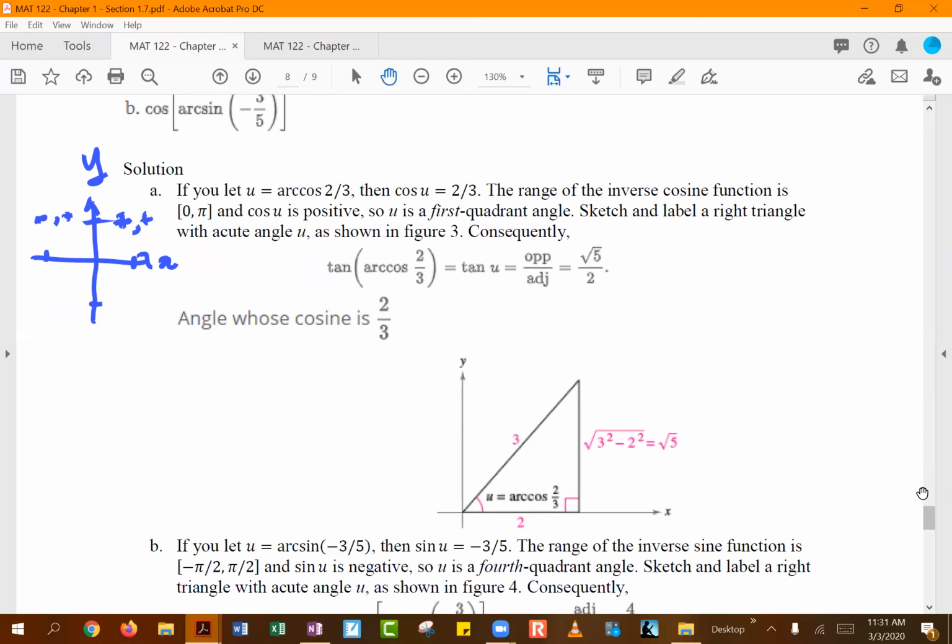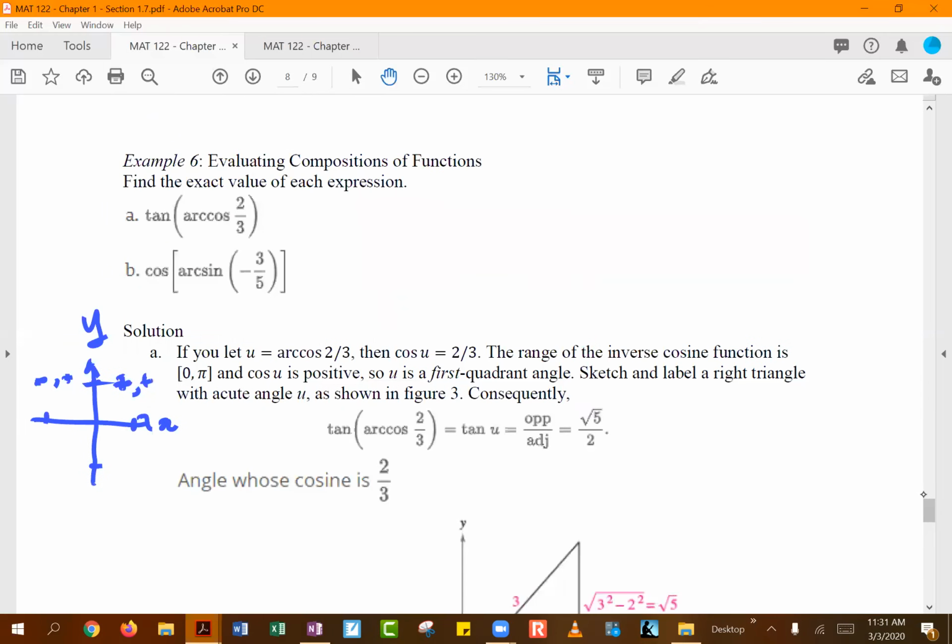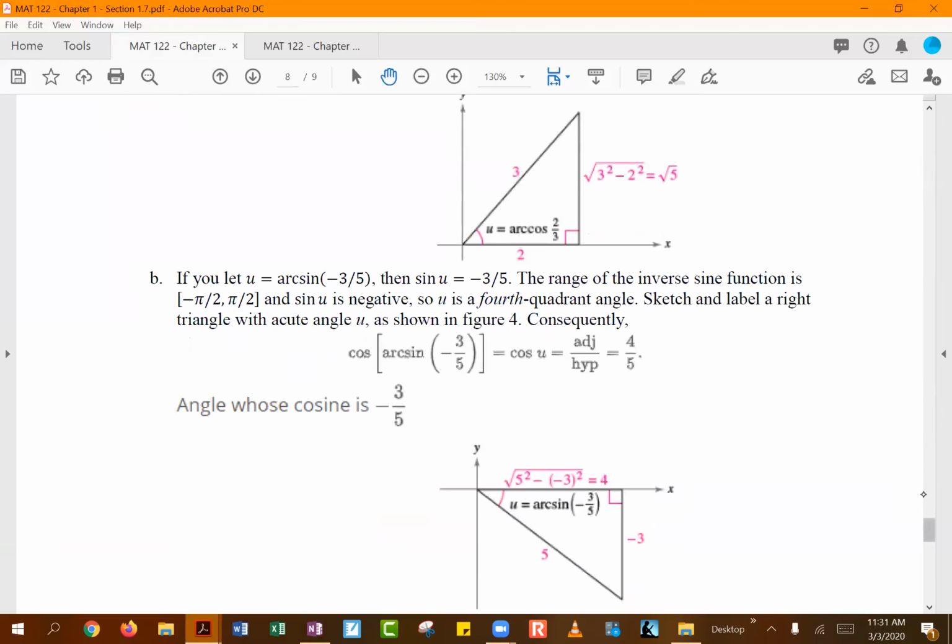Same thing is happening in that part B, where you have cosine of arcsine of -3/5. So again, we're going to take this arcsine of -3/5, set that equal to u, which means sine of u is going to be -3/5. Now we have a negative sine.